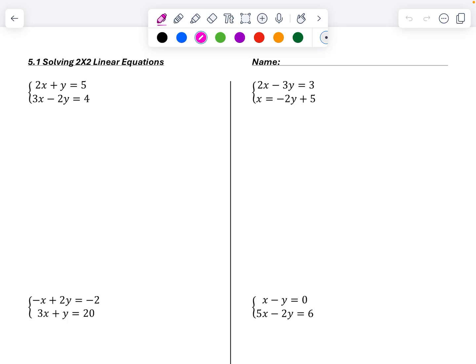Our goal is to take it from two equations with two unknowns to one equation with one variable, solve it, and then find what the second variable is as well. So the way we're going to go about this, we got a couple choices.